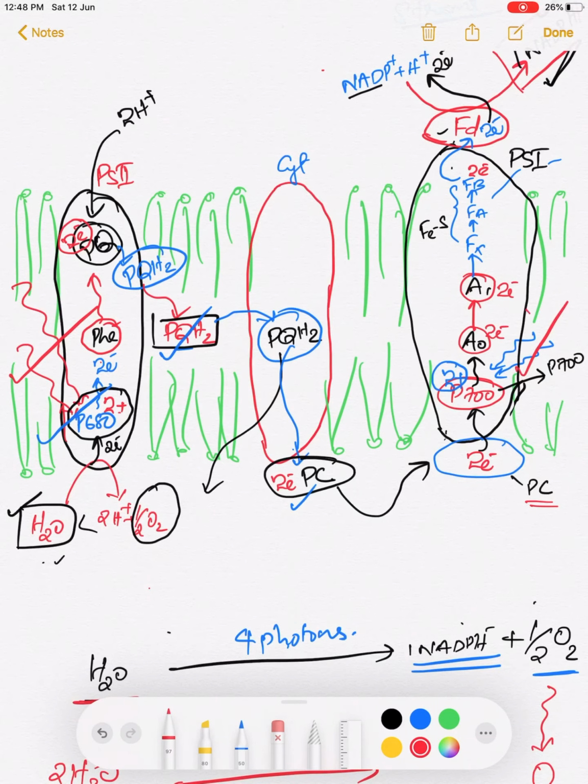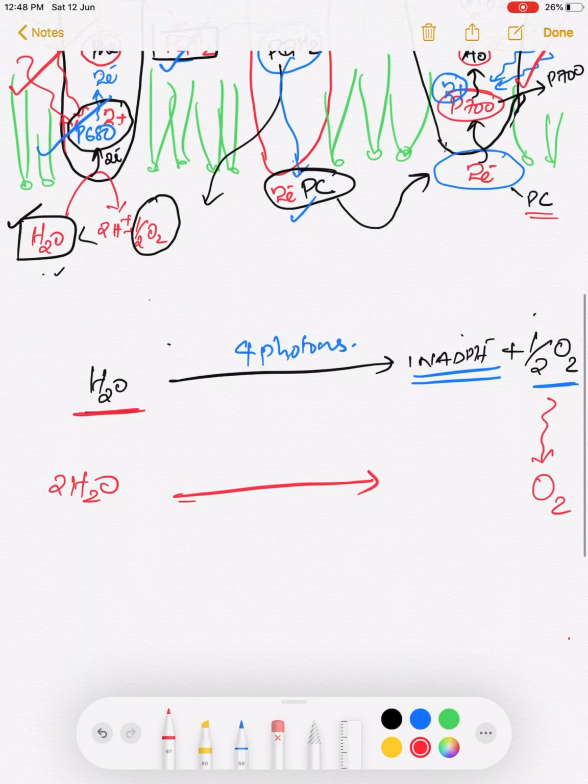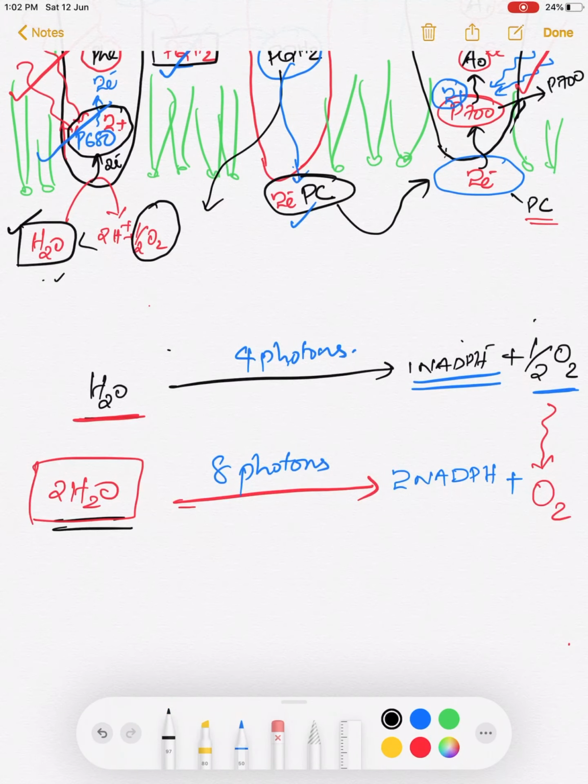If you are using 2 H2O, the entire process of electron transport will be repeated, and totally we will get 2 NADPH at last, because we have used 2 water molecules. If 2 water molecules are used, totally 8 photons will be required for the entire process of electron transport.